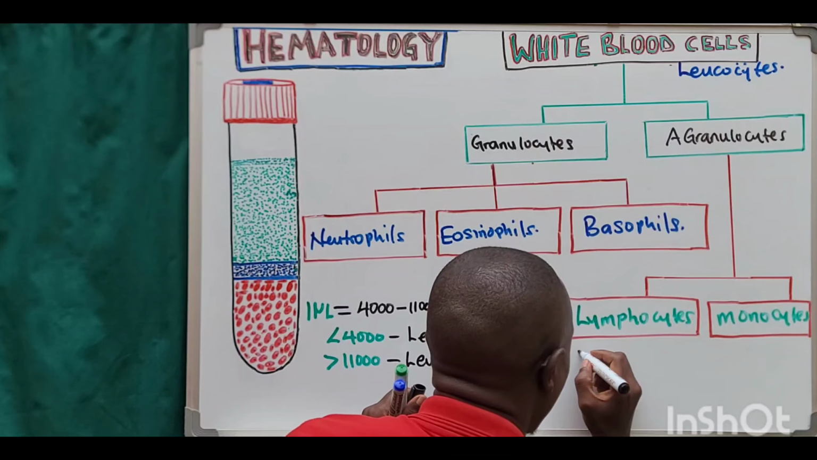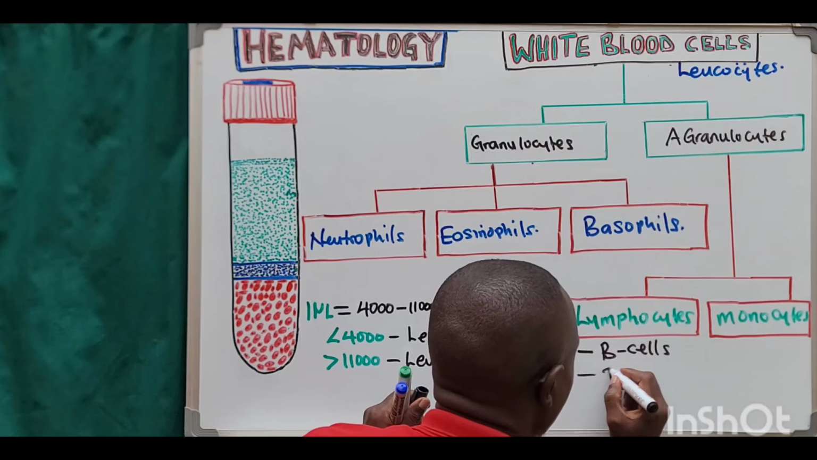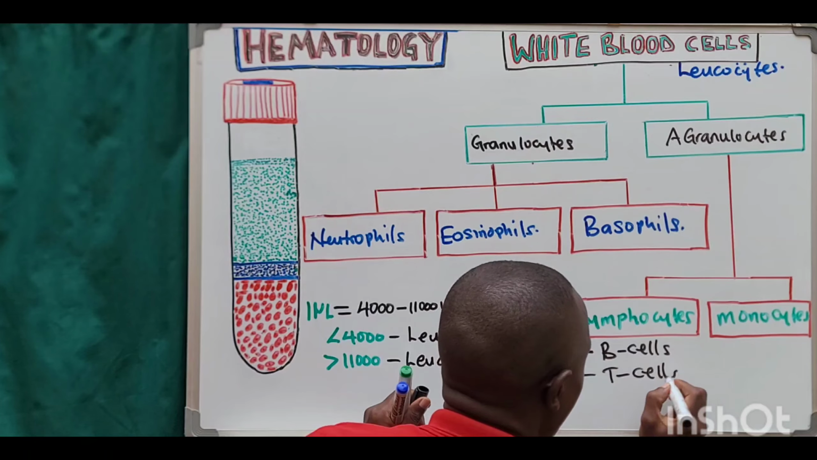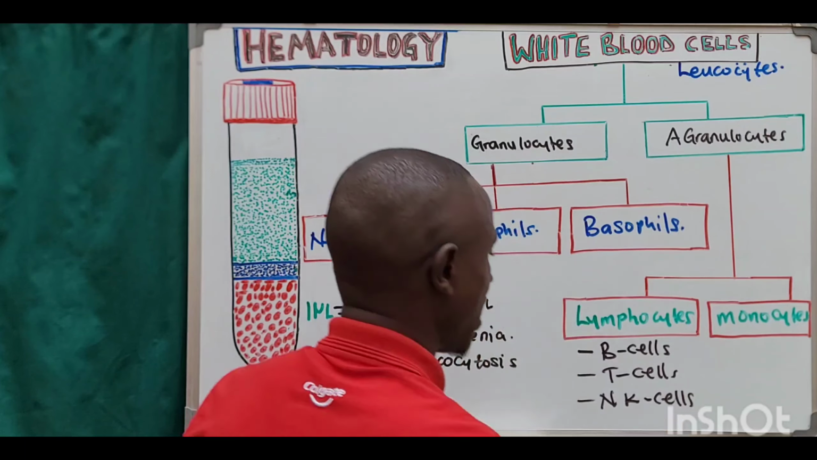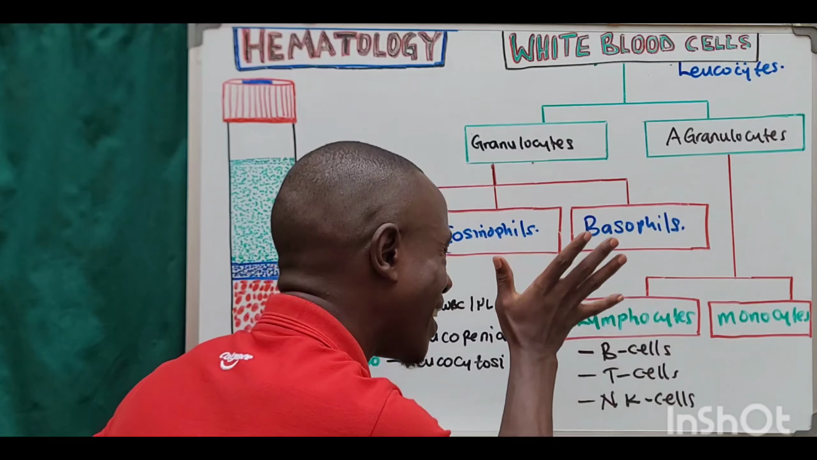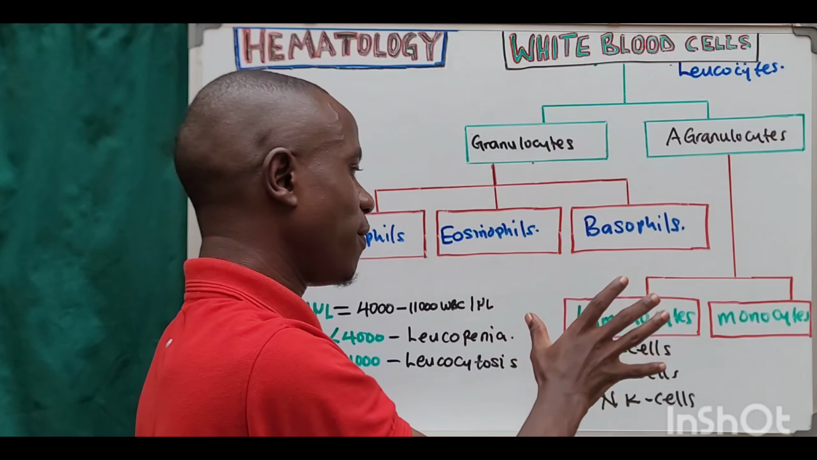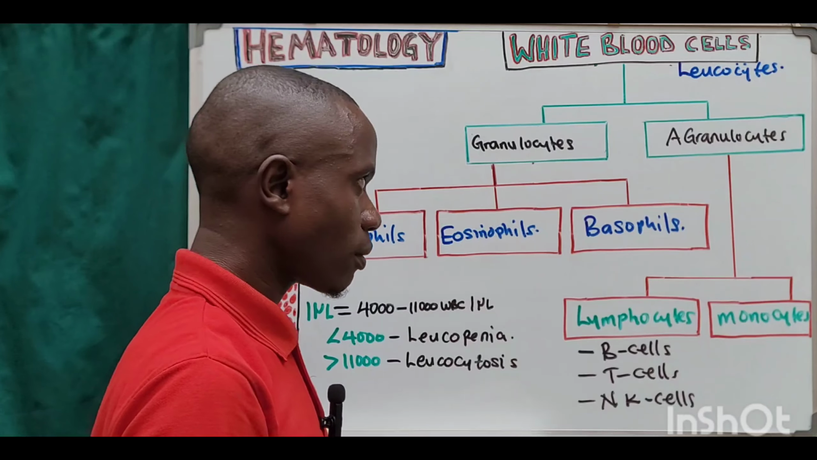We have a couple of them. We have the B cells. We have the T cells. We also have the natural killer cells. Okay, so now when we talk of the lymphocytes, we still have other types that are categorized under the lymphocytes.